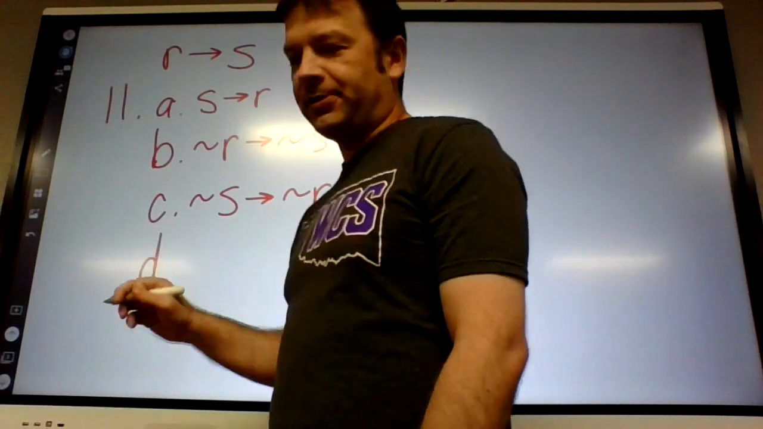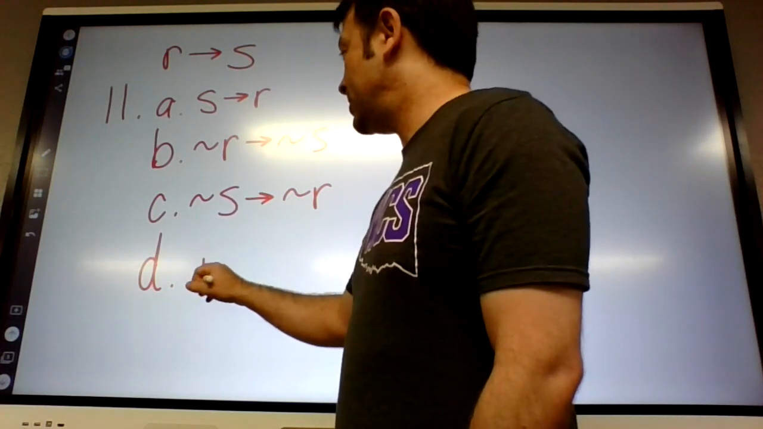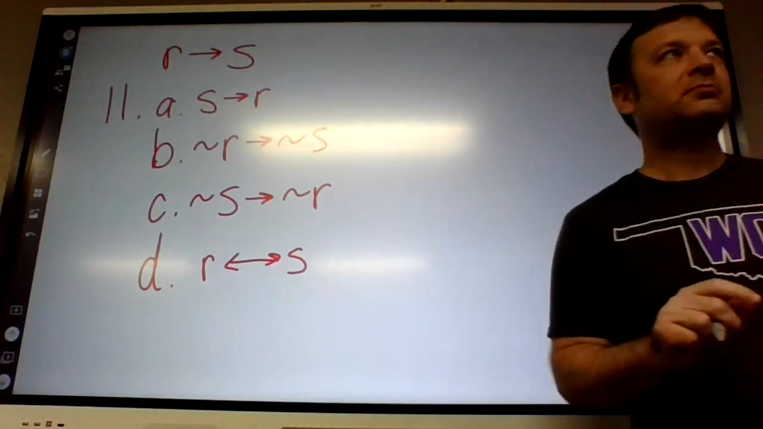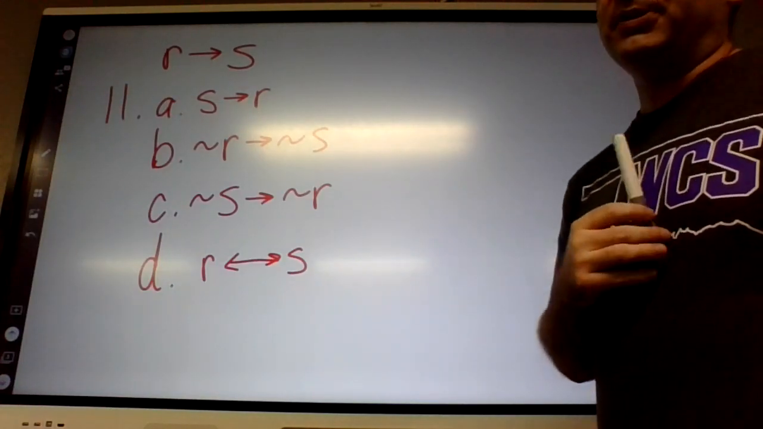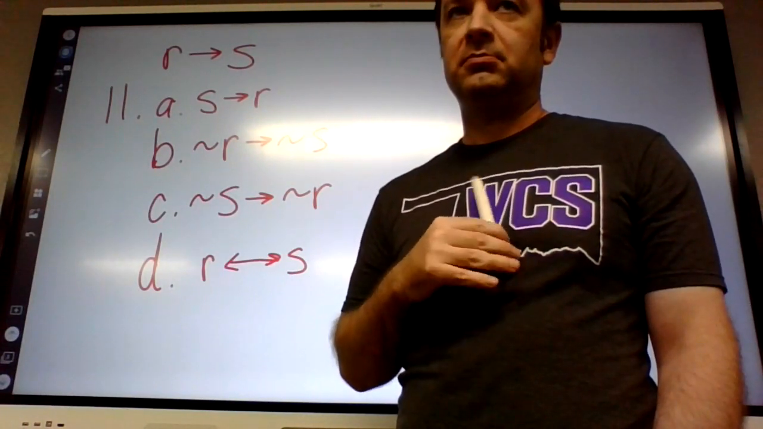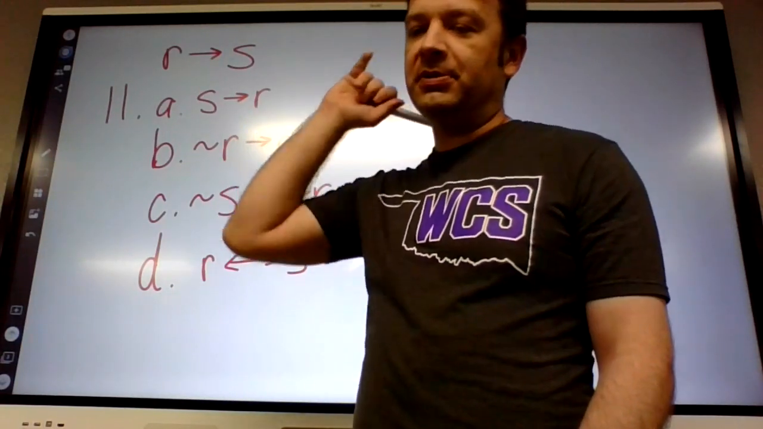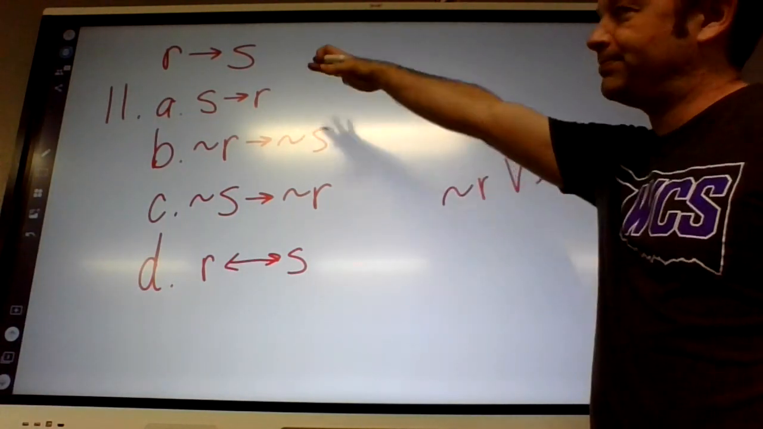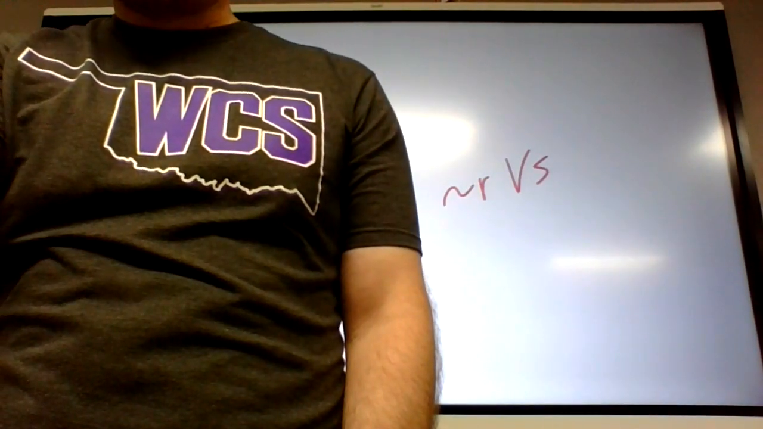D. I don't think I mentioned D. The biconditional means it works both ways, so it's a double arrow like that. And the E I don't really care about, so we're skipping it. Equivalent is it? No, do you remember disjunction meant or? So not R or S is the same thing as if R then S. I'm not going to explain it. We're just going to keep rolling.